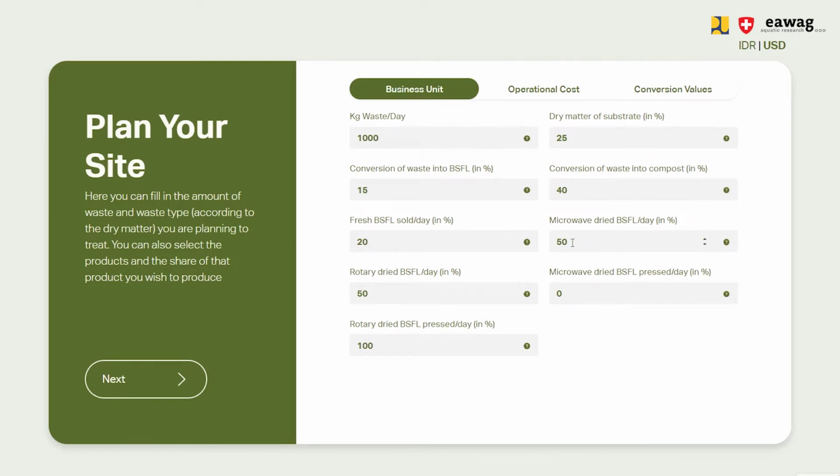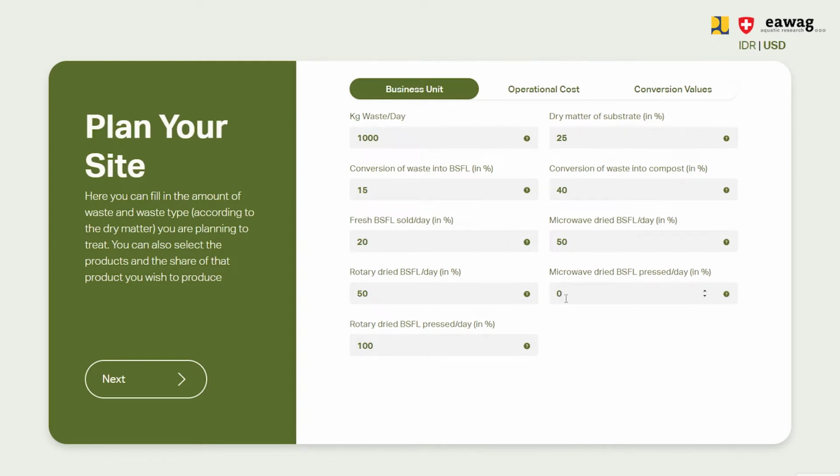If in your case it's better to dry the larvae using a microwave, you can set this value to 100%. Or if it's better to rotary dry your BSFL, you can set this value to 100%. Then there are two values, microwave dried larvae pressed per day and rotary dried larvae pressed per day, which indicate what percentage of the larvae dried using the two different systems are then further processed by fractioning them, which you've also learned about in the post-processing chapter.